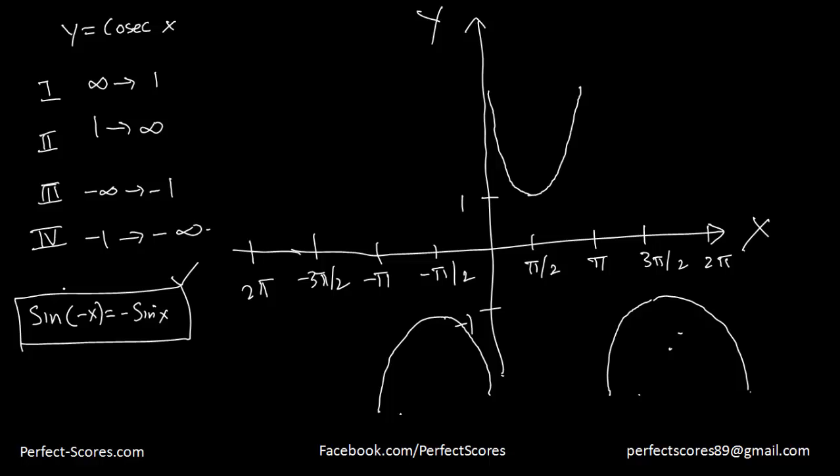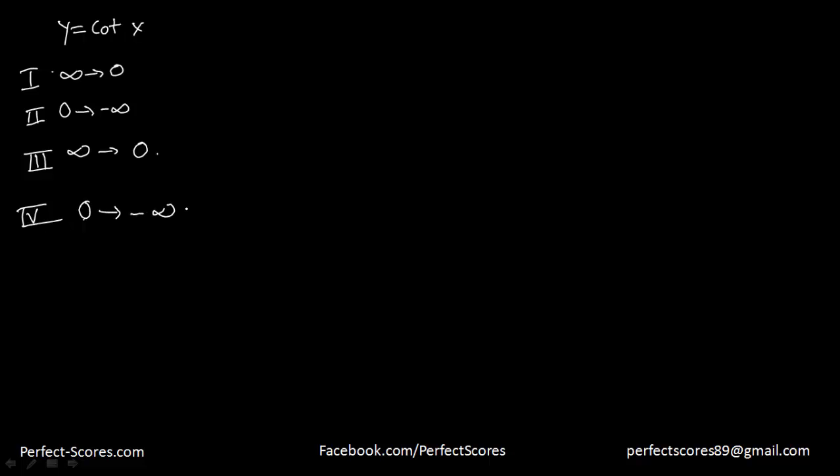Now we're left with one last function, y is equal to cotangent of x, that is 1 over tan x. Now if we see for cotangent of x, again first quadrant, second quadrant, third quadrant, and fourth quadrant. In the first quadrant, it goes from infinity till 0. In the second quadrant, it goes from 0 to -infinity. In the third quadrant, it goes from infinity to 0 again. In the fourth quadrant, it goes from 0 to -infinity.